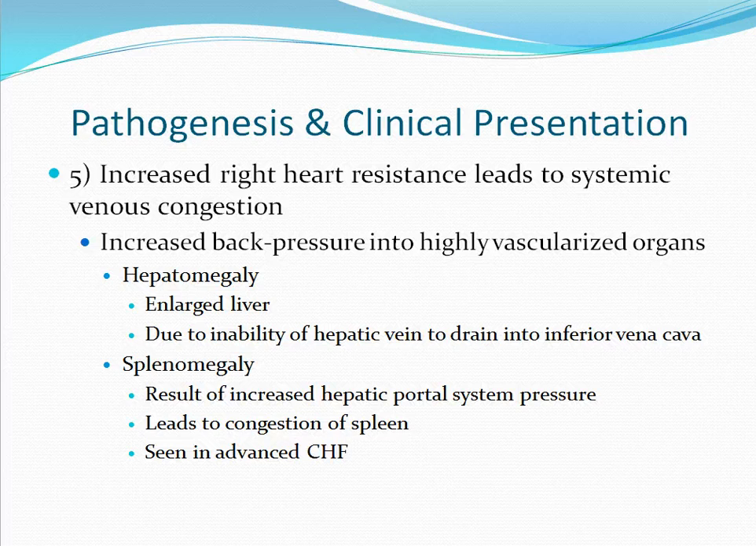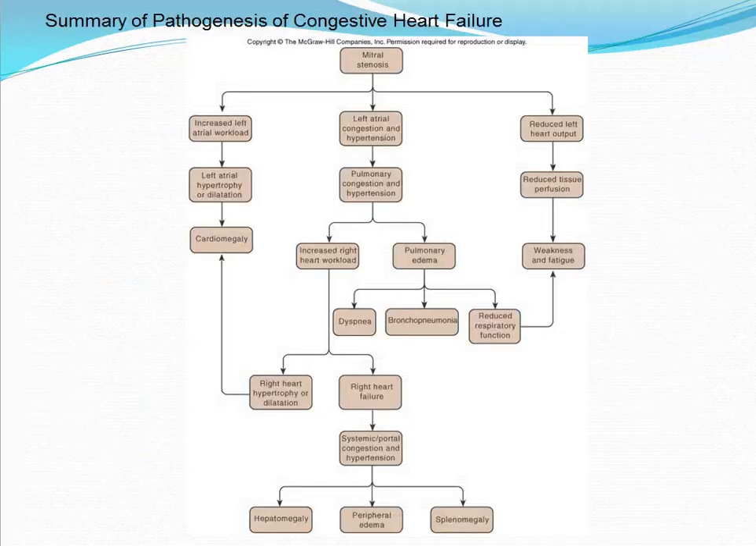Splenomegaly is the result of severely increased hepatic portal system pressure. This will lead to congestion of the spleen. This is typically seen in advanced congestive heart failure. This flow chart will summarize all of the pathogenesis and the clinical signs that we just discussed using mitral valve stenosis as the example.